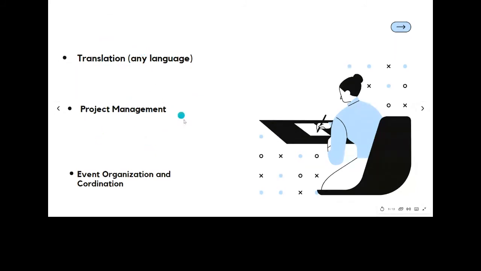There's project management, right? Project management is one very key thing in building sustainable and good software. So if you have this skill set, it is valuable to any open source software or project that you want to get involved with. Then there's event organization and coordination.